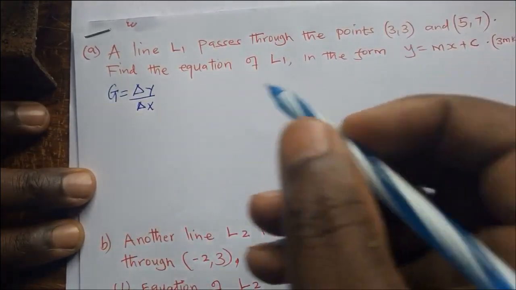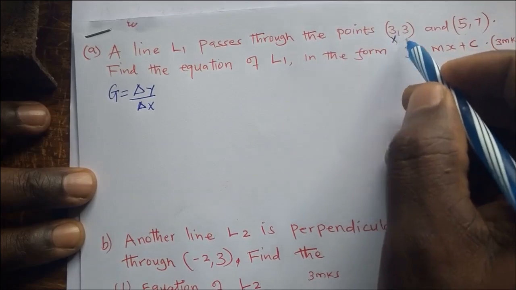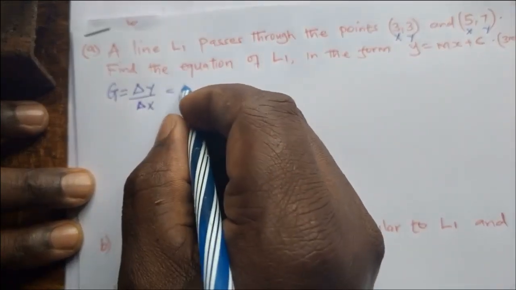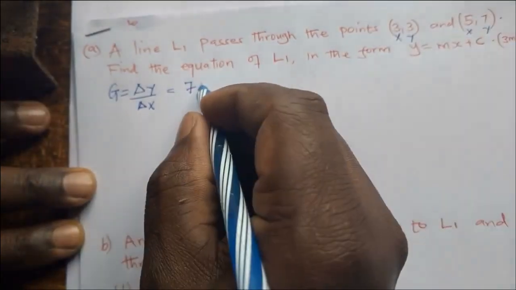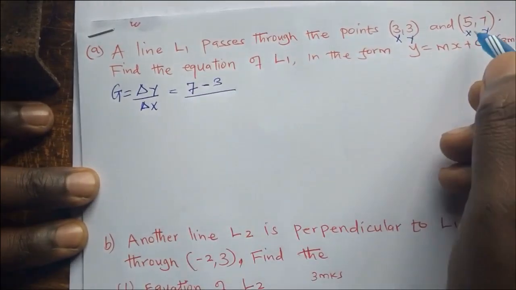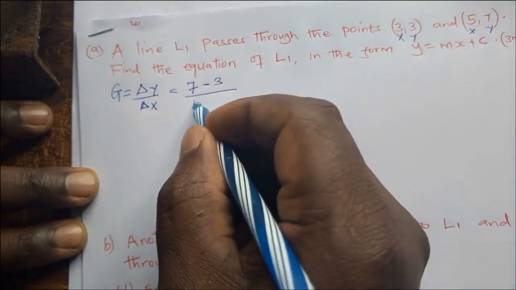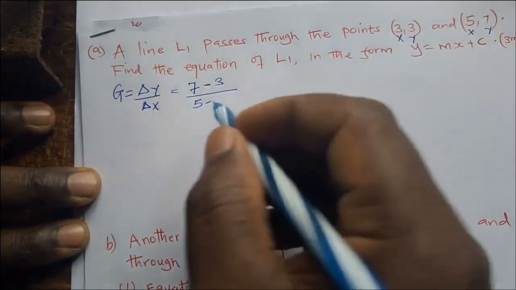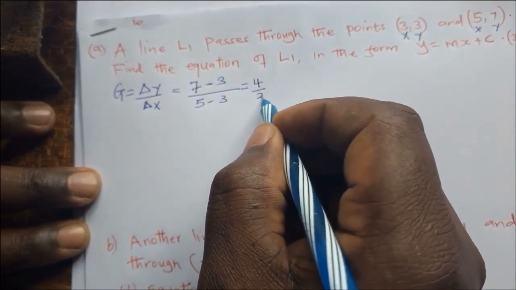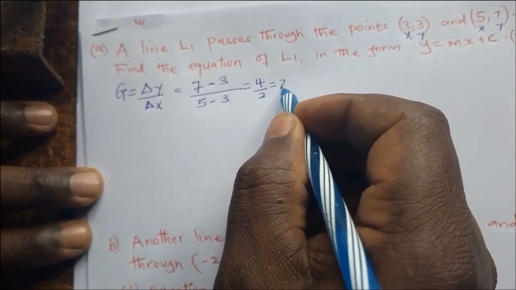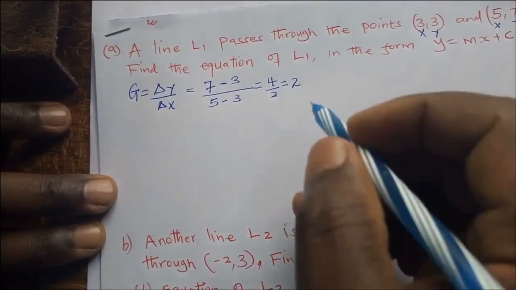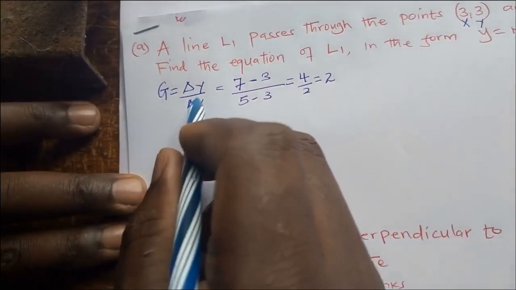So we take the 2 points, we have this is x, this is y, this is x, this is y. So we take the first y, which is 7, change means to subtract 3, you divide by the change in x, so we start with 5 minus 3. So this gives us 4 over 2. 4 over 2 is the same as 2.